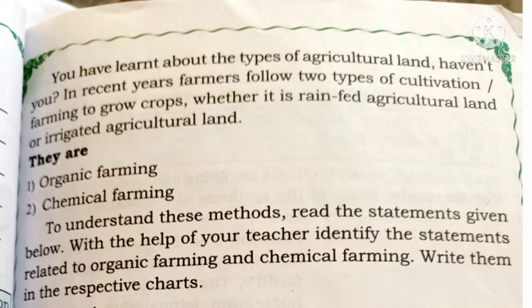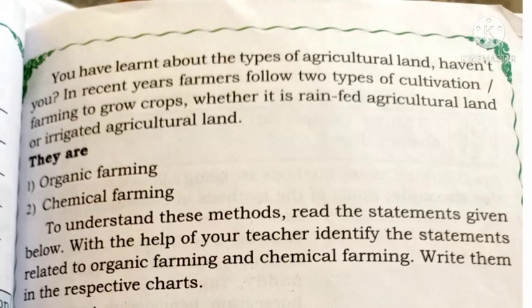These types are used in rain-fed agricultural land and also irrigated agricultural land. There are two types: organic farming and chemical farming. Now read the statements given below with the help of your teachers. Identify the statements related to organic farming and chemical farming, and write them in the respective charts.